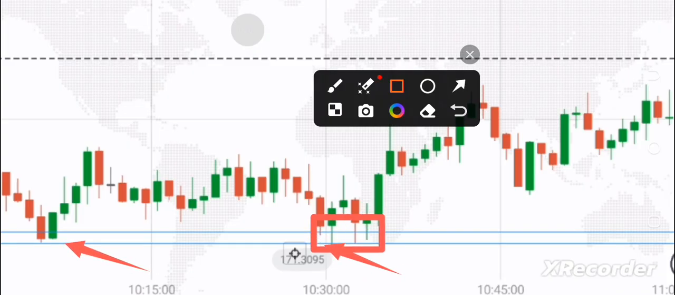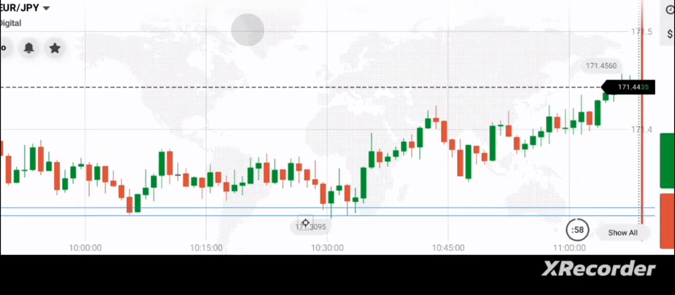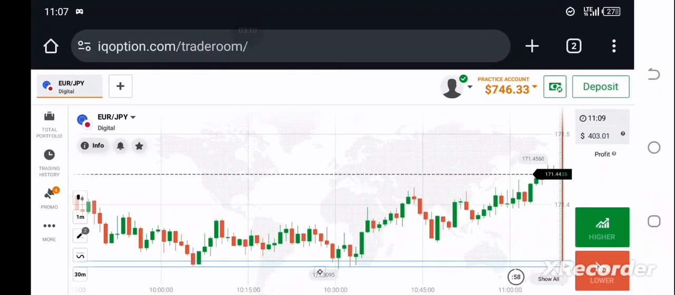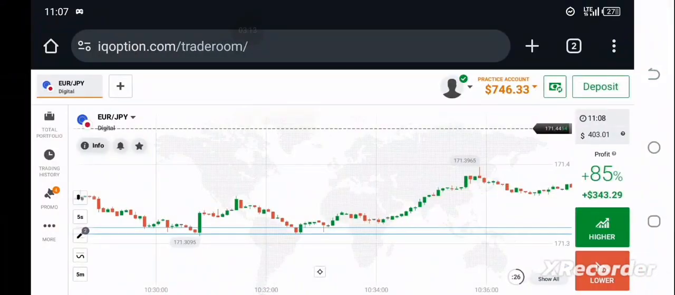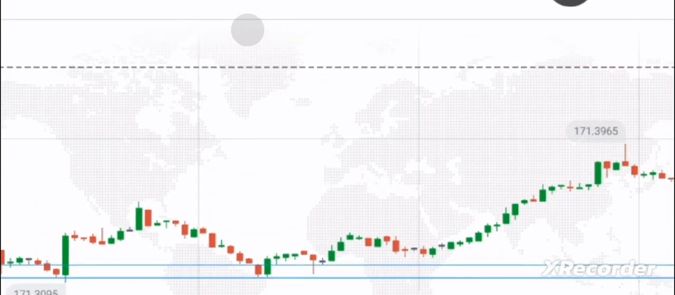This is our support area. We can expect the market to reverse when it hits this particular area again. You can see the market got to the level. So upon reaching the level, we'll now switch to the 5 second chart. On opening the 5 second chart, look at the reversal.